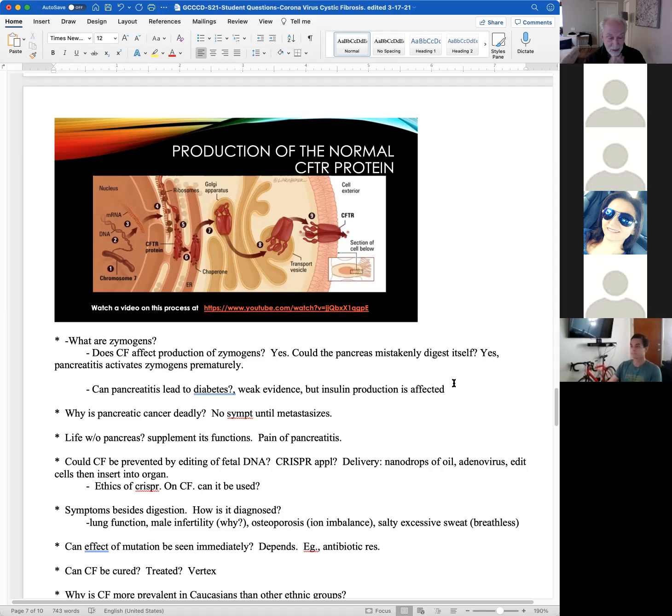Because the disease causes an ion imbalance, osteoporosis is often a result. And a typical symptom is excessively salty sweat, again, because of an ion imbalance. And it all starts with the inability to transport chloride ions.